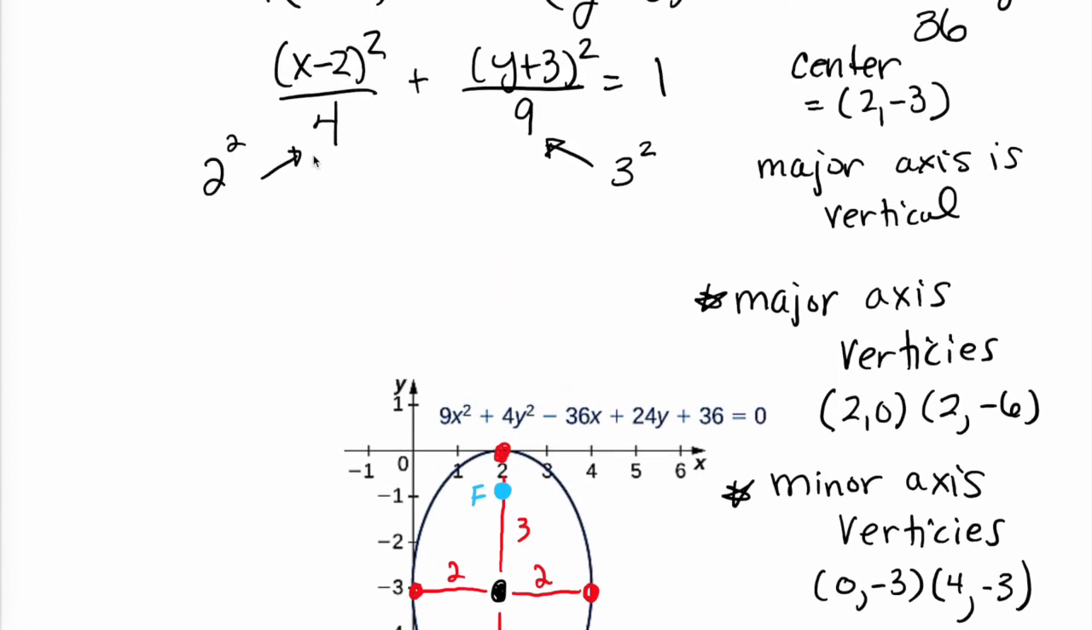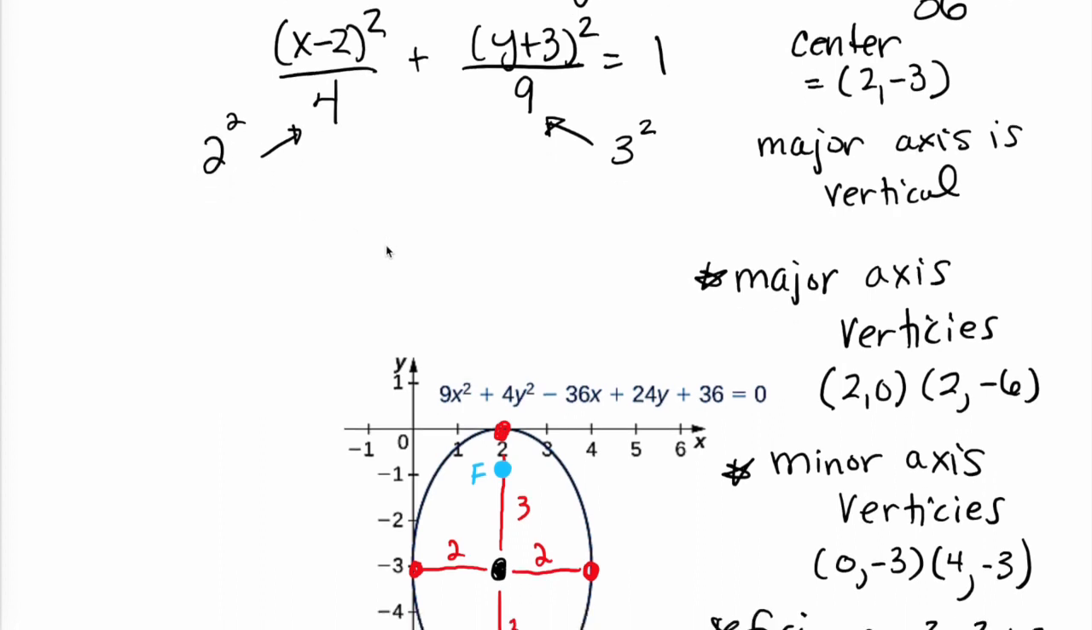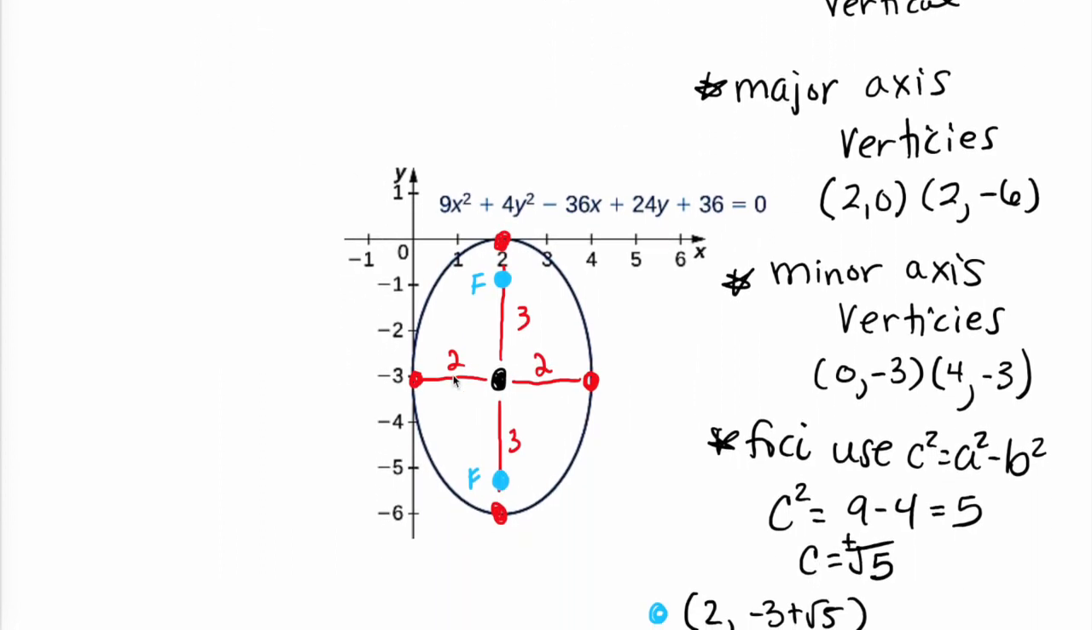Now, the minor axis is going to be given by our value of B, which in this case is 2. That's the smaller of the two values. So my minor axis in this case is going to run horizontally. So from the center, I'm going to come out 2 one way and 2 the other way, and that will give me my minor vertices. So that will be 0, -3, and 4, -3.